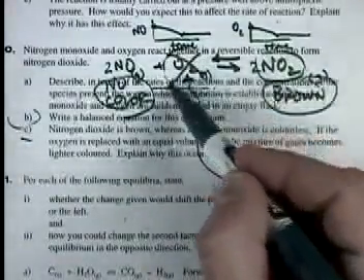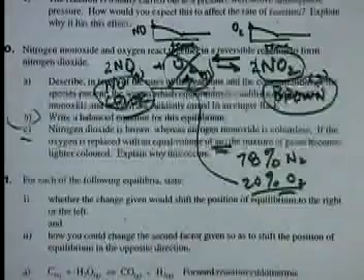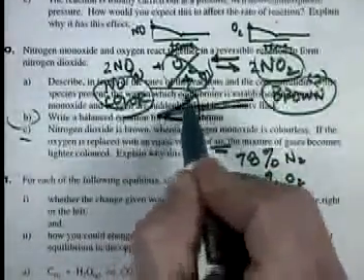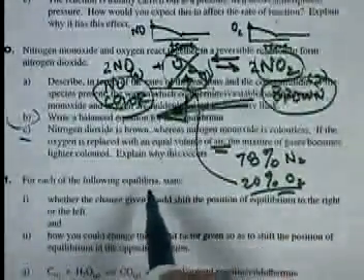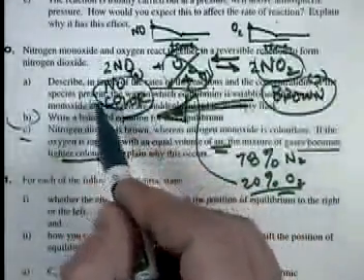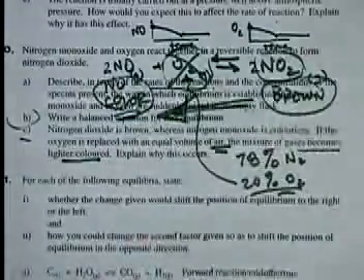Since we removed some of the oxygen, Le Chatelier's principle says that it should shift to adjust to that stress. And so the reaction should shift to the left. It should shift to the left. Why does the gas become lighter colored? Well, because more of it became NO. And remember, NO has no color, and NO2 is brown.